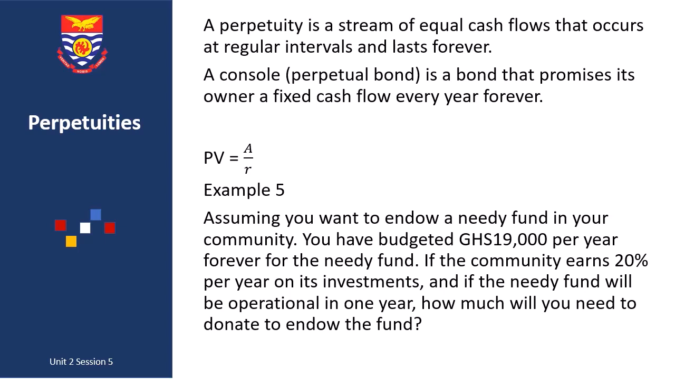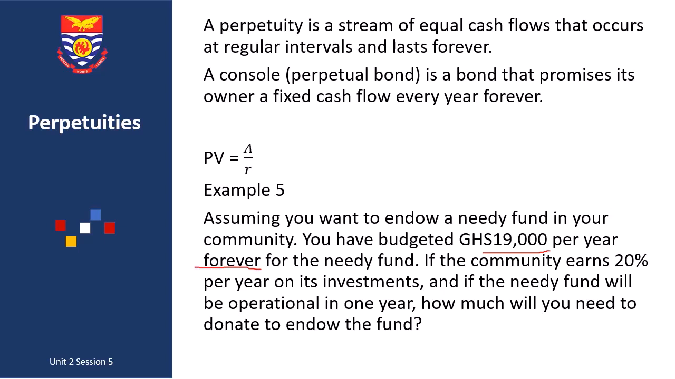Alright, so PV is the amount over the required rate. It's very simple. So the amount that is given in the question or the amount that you are investing over the required rate. Let's try with this example. So assuming you want to endow a needy fund in your community, you have budgeted 19,000 Ghana cedis per year. Let me underline the per year. Forever. So the key word here is forever. Forever, which also means indefinite.